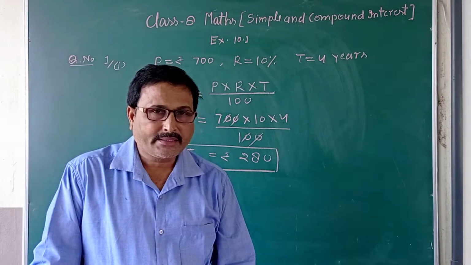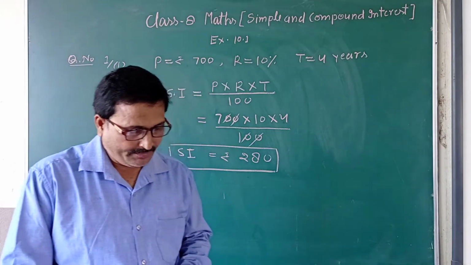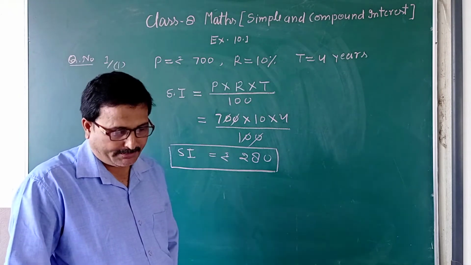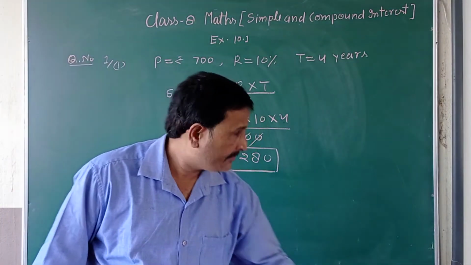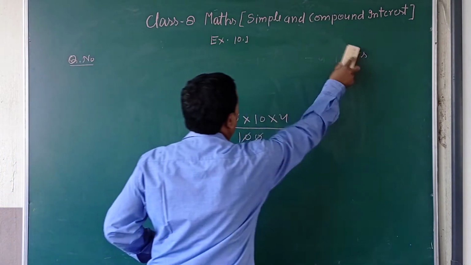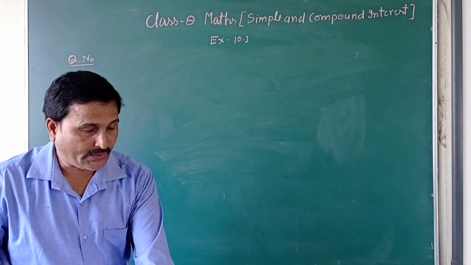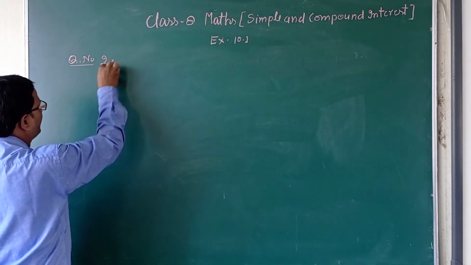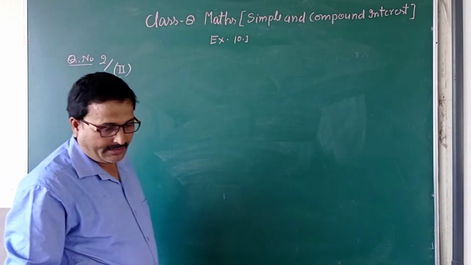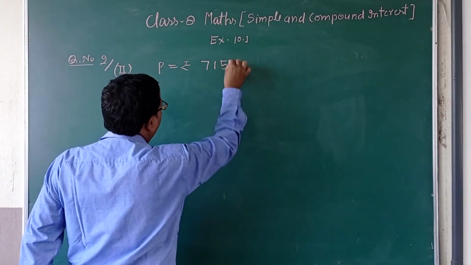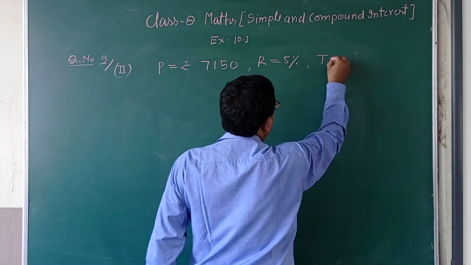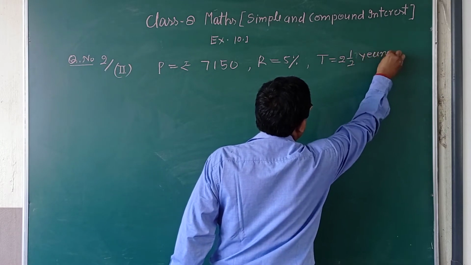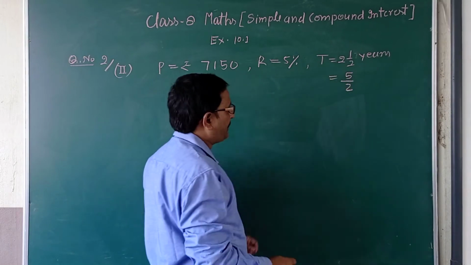Next question, second one. Find the amount when principal is given rupees 7,150, rate 5%, time 2 integral 1 by 2 years, that is 5 by 2. This is given in a mixed fraction. You have to change it.